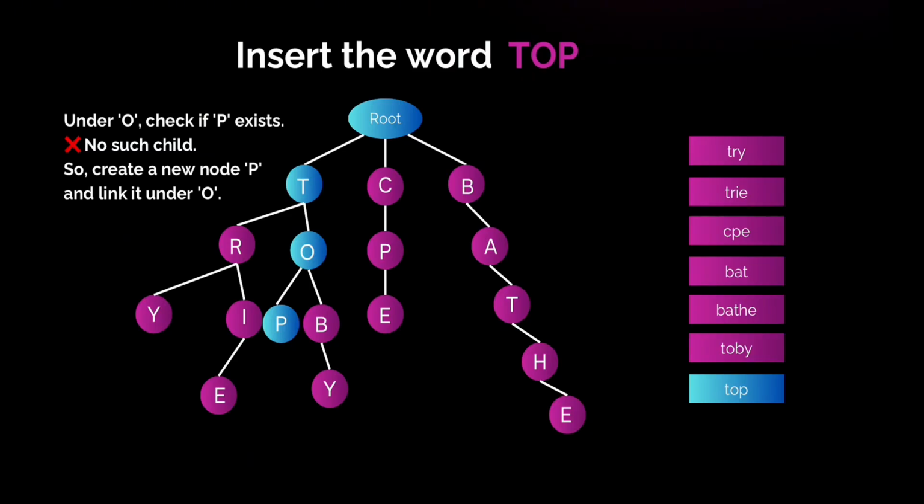Let's summarize what happened. We started with a trie that already contained words like to and Toby. We inserted top, T and O were already there, so we reused them. P was missing, so we added it under O. Then we marked the P node as a valid word ending. Just one new node, one new marker, and the word was added. That's the full insertion process, directly tied to the structure you're seeing.